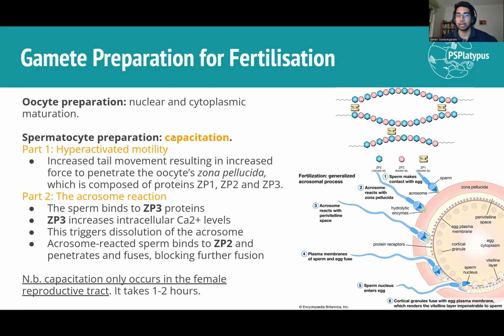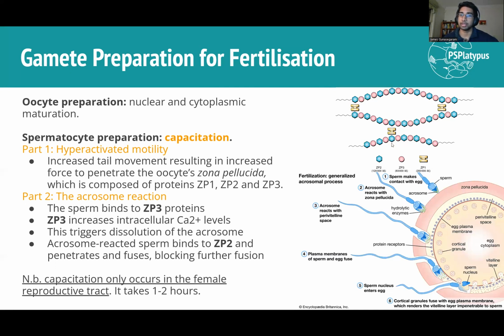So one, we're imparting a lot more force, but force alone won't actually get us into the egg. The acrosome reaction is what does that. The acrosome is almost like a vesicle that sits on top of the sperm head. When the sperm reaches the egg, the very outside of it is going to bind to those ZP3 proteins, and that triggers a rise in intracellular calcium. Calcium is going to be a bit of a theme in fertilization, but it increases those levels, and that causes what we call the acrosome reaction.